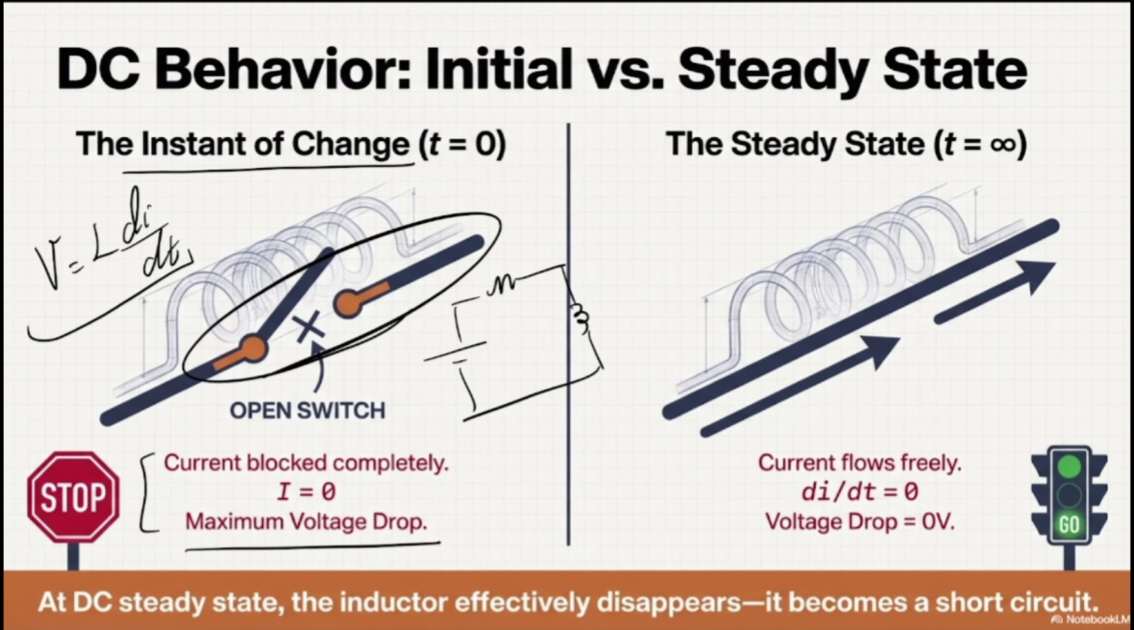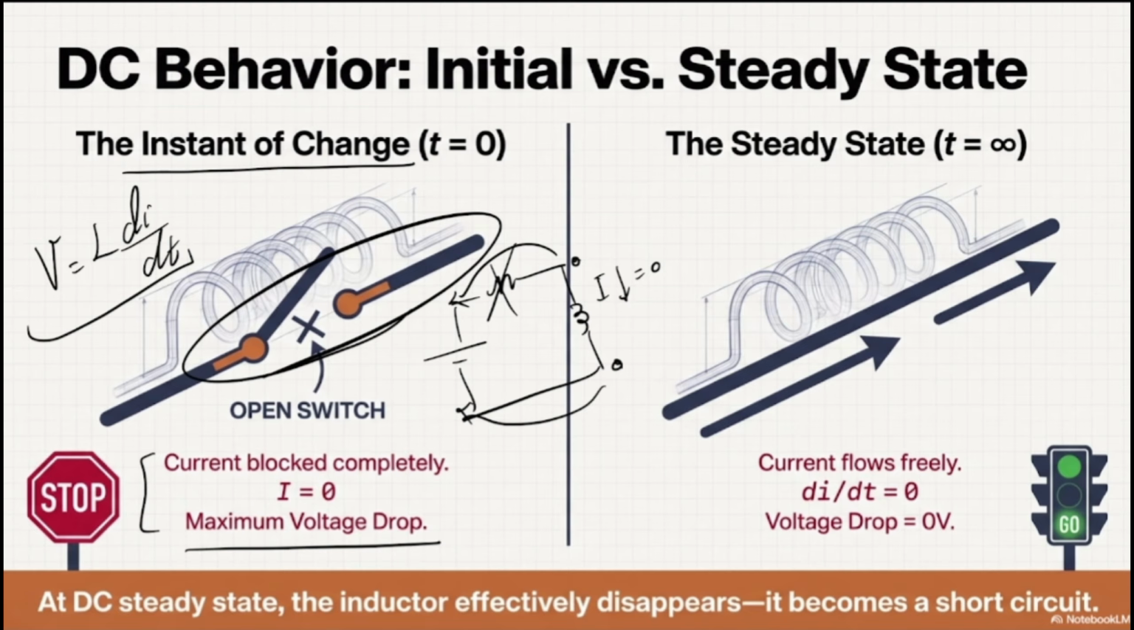At the beginning, no current can pass through your inductor. It means that all of the voltage across your inductor is the same as the voltage of your source itself, so it has the maximum amount of voltage. But what would happen after a period of time?